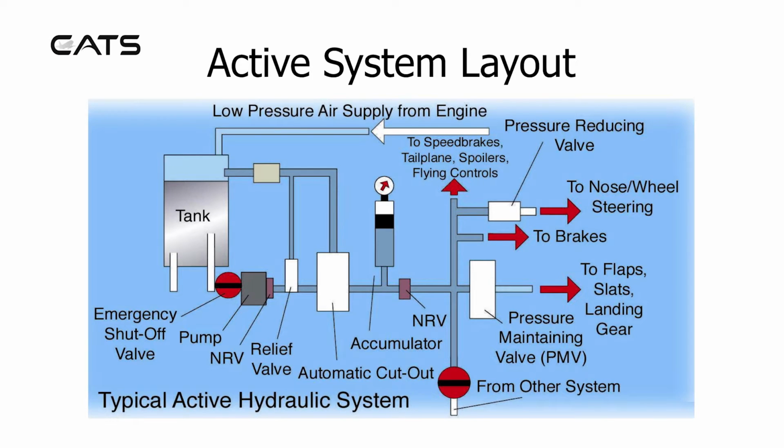It's followed by a non-return valve, after which are the services, which can have reduced pressure, achieved by using pressure-reducing valves, for example to nose wheel steering or brakes. Other systems would include flaps, slats, landing gear, which may require pressure-maintaining valves. You can also see at the bottom of the diagram another valve which is separating another system. Currently it's closed off. This would be opened if an engine had failed and services needed to receive fluid from the other system. Low pressure air supply from the engine is used to prevent cavitation of fluid in the tank.